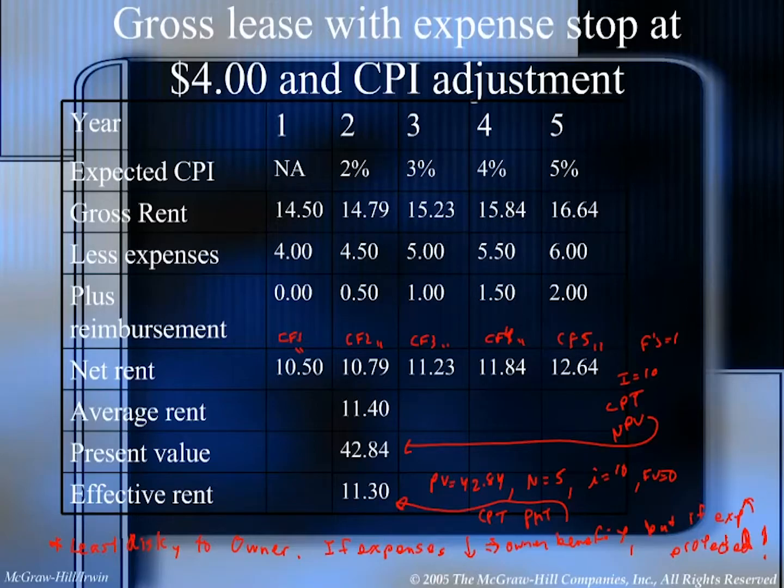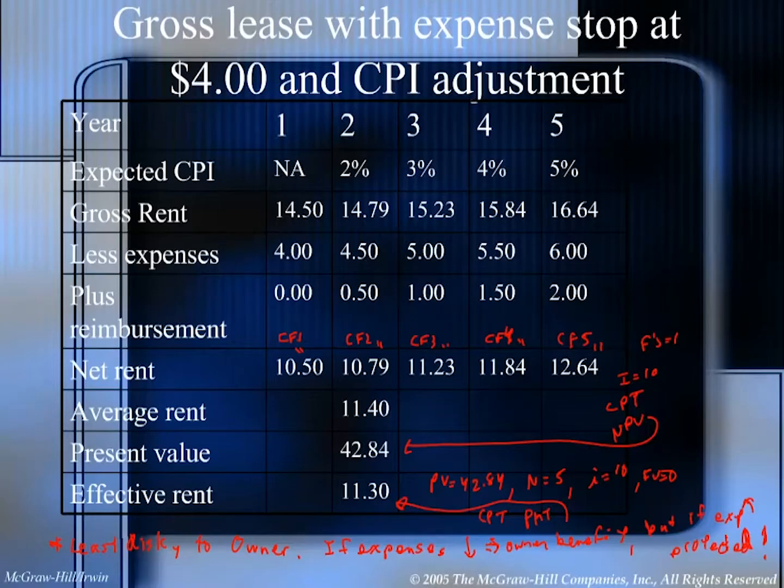We'd say it's a 5-year lease, so N is 5. Again, we've decided that the discount rate should be 10%, so the interest rate's 10. No future value, nothing, no lump sum at the end here. And we just compute the payment. And we see it's $11.30. So if we did $11.30 every single year, keeping it equal, and still discounted that $11.30 back at the 10%, we'd get a present value of the same amount, $42.84. So that's the effective rent.